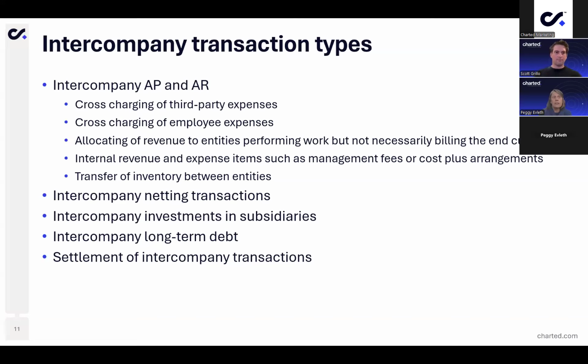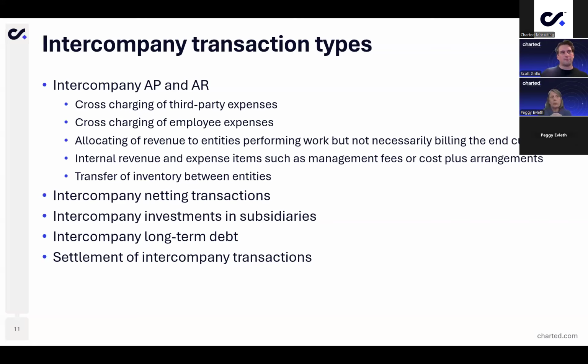Cross-charging of employee expenses. Again, company A, their employee does stuff for company B. Again, intercompany AP or AR. Allocating revenue to entities performing the work. Intercompany revenue or expense items such as management fees or cost plus arrangements. Transfer of inventory between entities. Again, these are all monetary type transactions. Intercompany netting is going to go in those AP and AR.